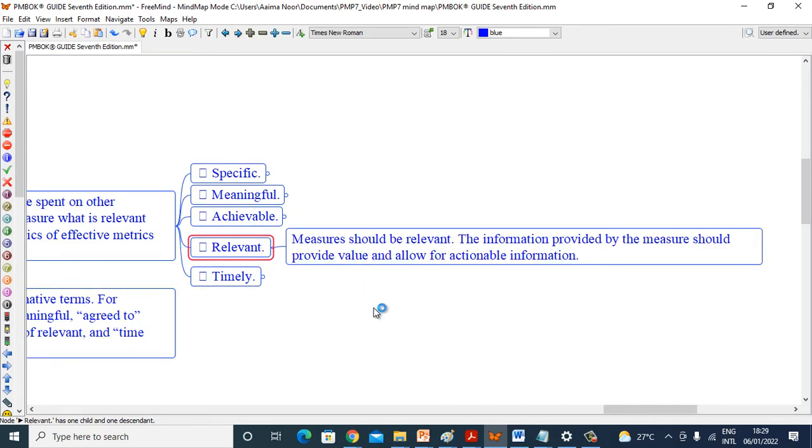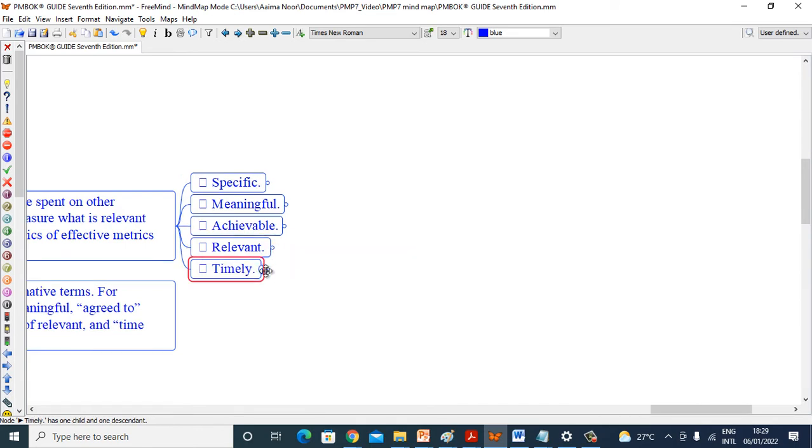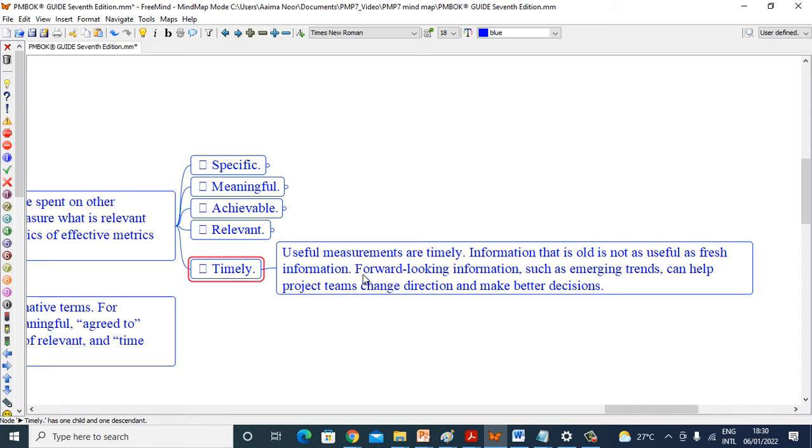Relevant. Measures should be relevant. The information provided by the measures should provide value and allow for actionable information. Timely. Useful measurements are timely. Information that is old is not as useful as fresh information. Forward-looking information such as emerging trends can help project teams change direction and make better decisions.